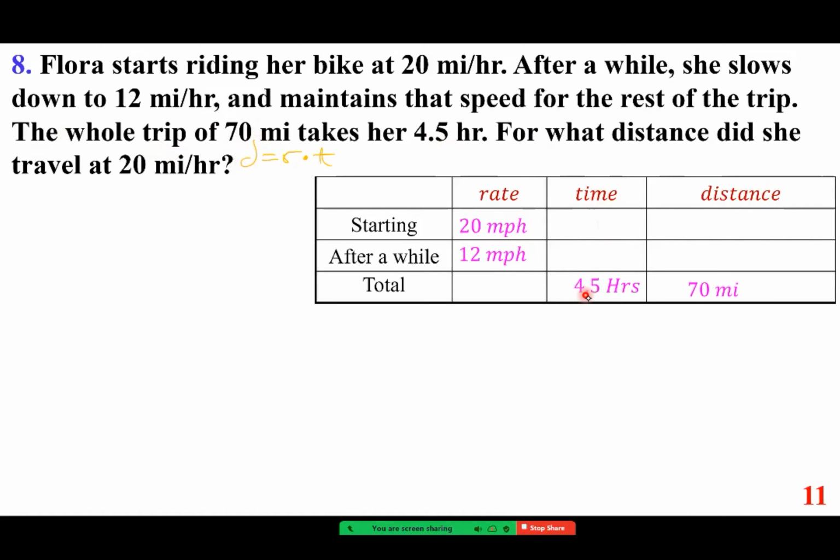So now, how much time did we spend at each case? By the way, we can figure it out. You can use any variable. It doesn't matter. For example, X, Y, Z. So if we use T here, representing the amount of time for the 20 miles per hour, and the total was 4.5, this must be 4.5 minus t. Again, pay attention to this. Make sure you write it properly, because if you wrote t minus 4.5 it would be wrong.